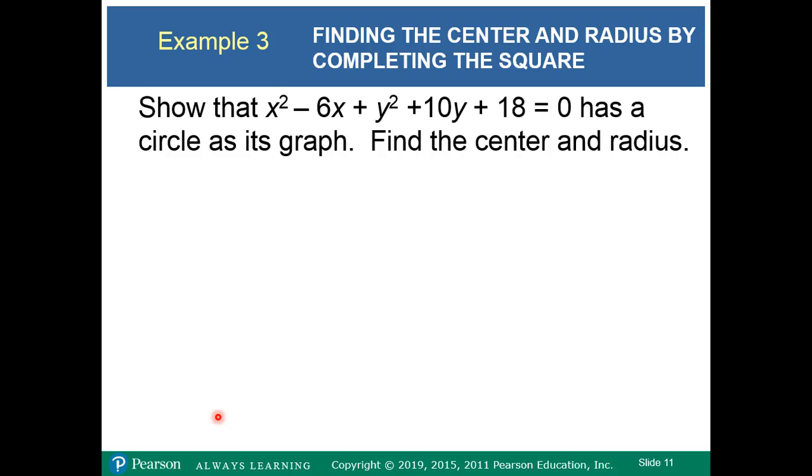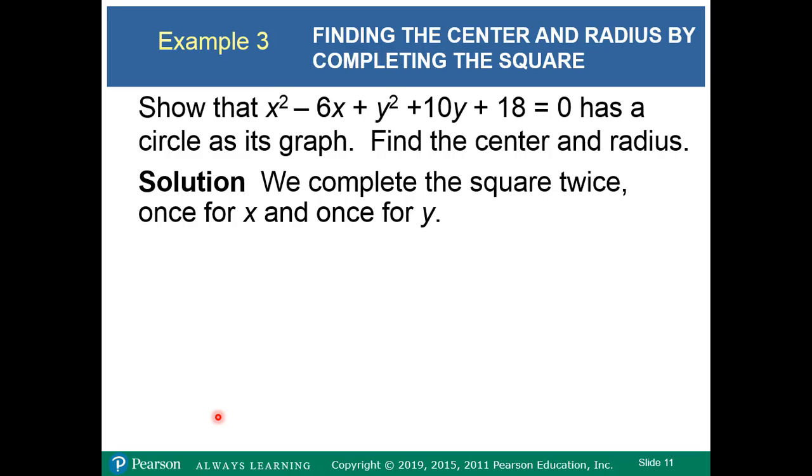Okay, now given this general form here, let's show that this has a circle as a graph, and then find the center and the radius. Okay, how do we do this? We're going to solve this and put it into the center-radius form. So we're going to complete the square twice.